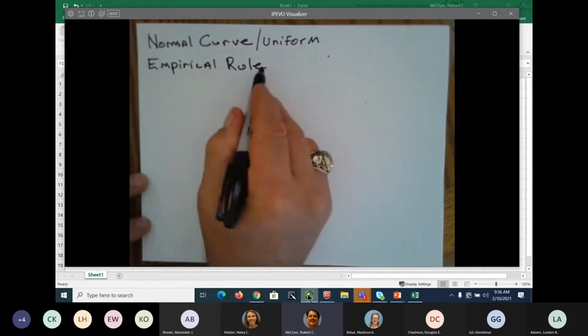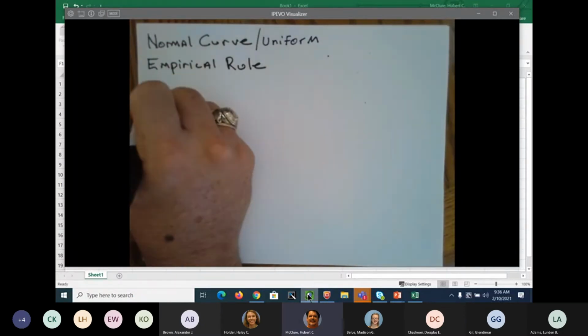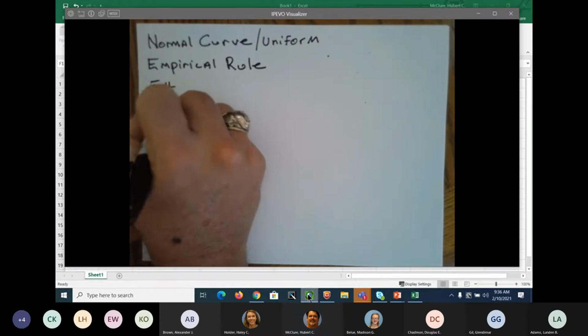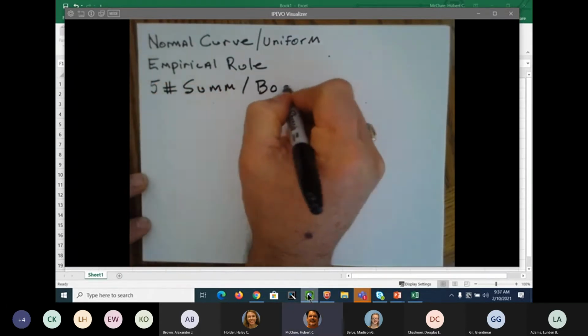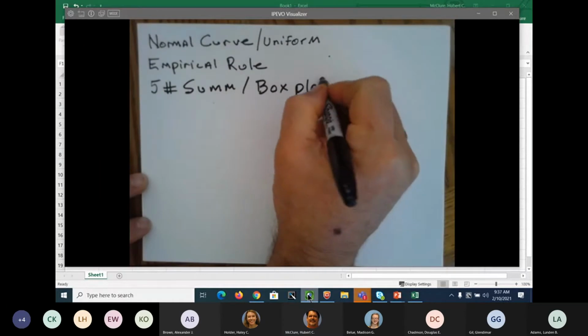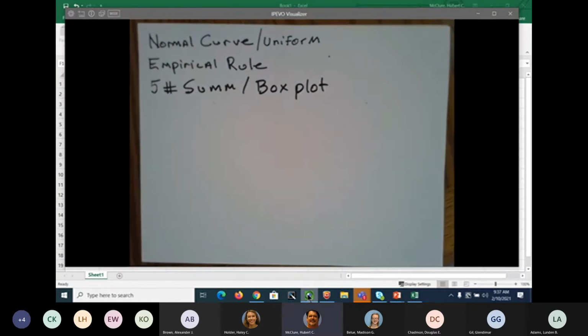All right, empirical rule and 5-number summary, box plot. Okay, if you've still got a book, keep looking for it. Like I said, it's in 6C, and it's about midways. All right.